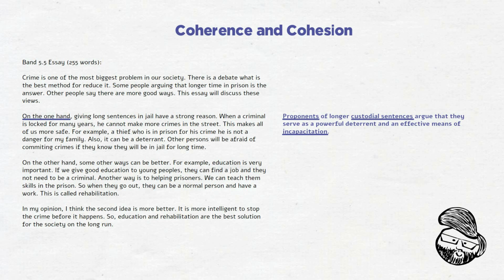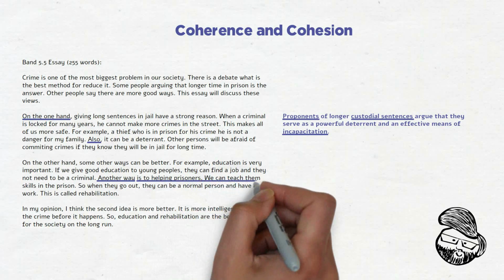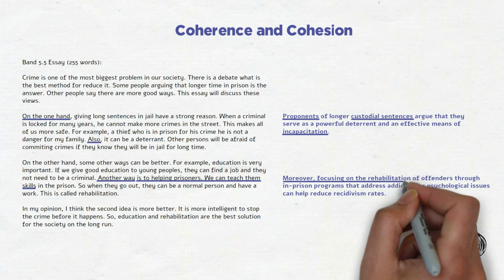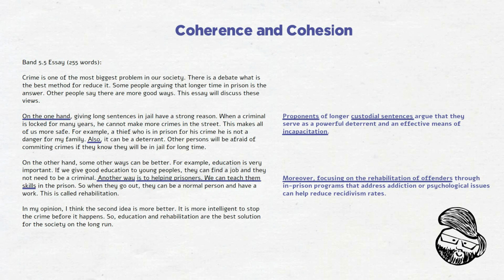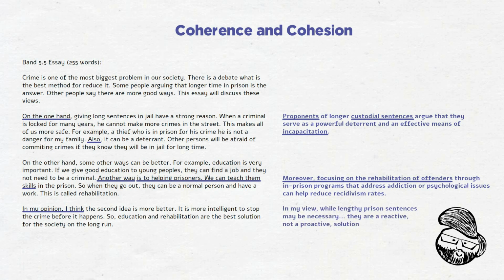Beyond paragraph structure, we must examine the connections between individual sentences. The original 5.5 response leans too much on elementary linking words such as also and another way. We need to elevate this internal flow. By incorporating referencing and advanced transitional phrases like moreover, focusing on rehabilitation of offenders, we build a much smoother progression of ideas. And for the conclusion, rather than a simplistic "in my opinion, I think," we change it to "in my view, while lengthy prison sentences may be necessary, they are a reactive, not a proactive solution." This effectively synthesizes the entire debate.